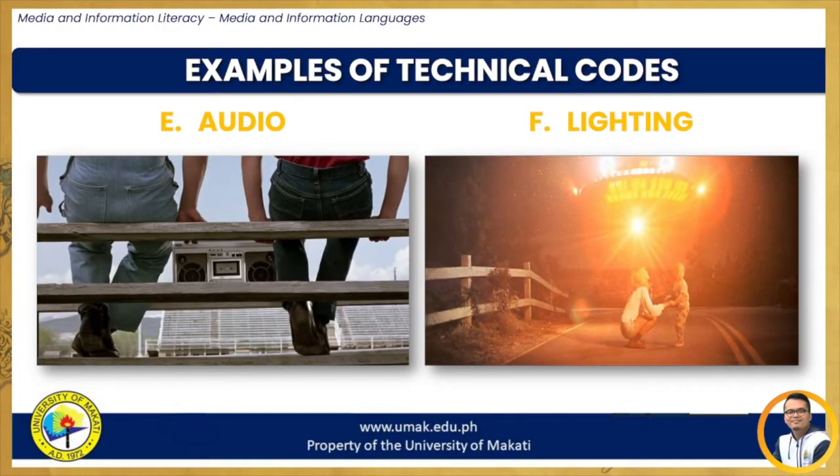Other examples of technical codes are audio, which is the expressive or naturalistic use of sound in a film or production, and lighting, which is the manipulation of natural or artificial light to selectively highlight specific elements of the scene.